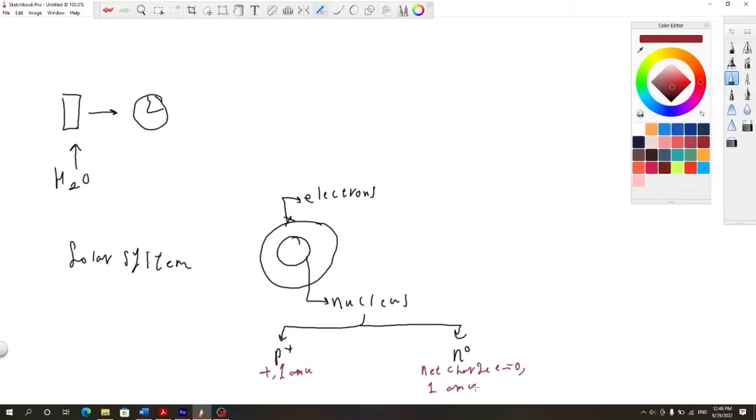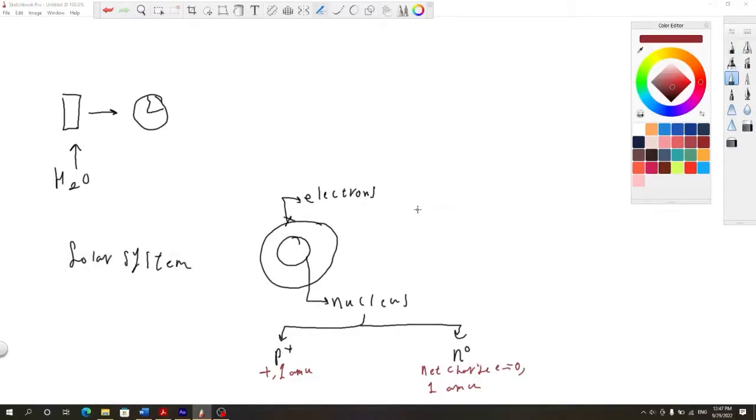So what does net charge of 0 mean? It means that neutrons carry an amount of positive charge equal to the amount of negative charge. So these two cancel each other and we get a net charge of a neutron of 0, right? So neutrons are charged, yes, but their net charge is equal to 0.